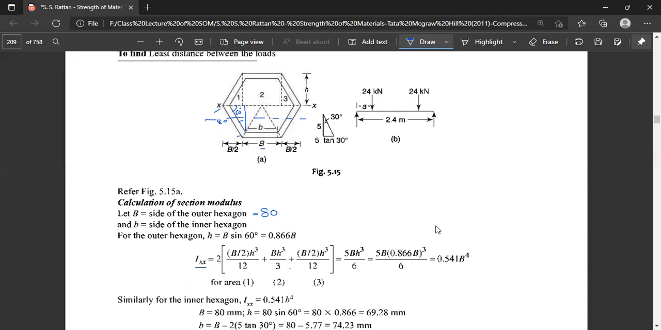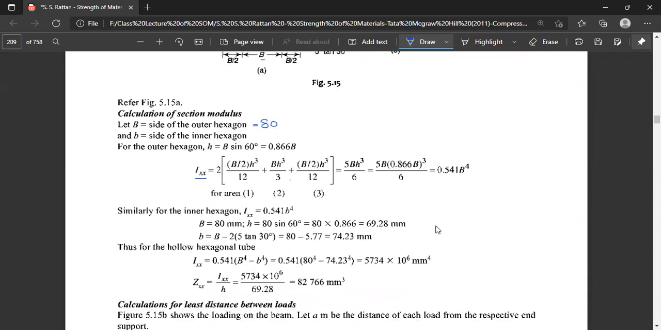This is one of the rectangles, plus this is another rectangle, plus the bh cube divided by 3. So that becomes 0.454 b to the power 4. For the inner hexagon, we have to find out with a similar fraction, it will also be 0.541 into small b square, where b we know is 80 millimeter, h we know is 80 sin 60, 80 into 0.866, 69.8 millimeter. So b will be here from this triangle.